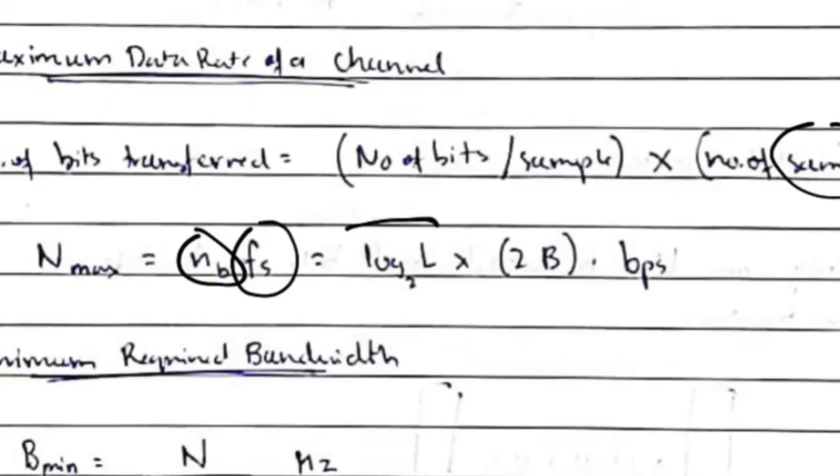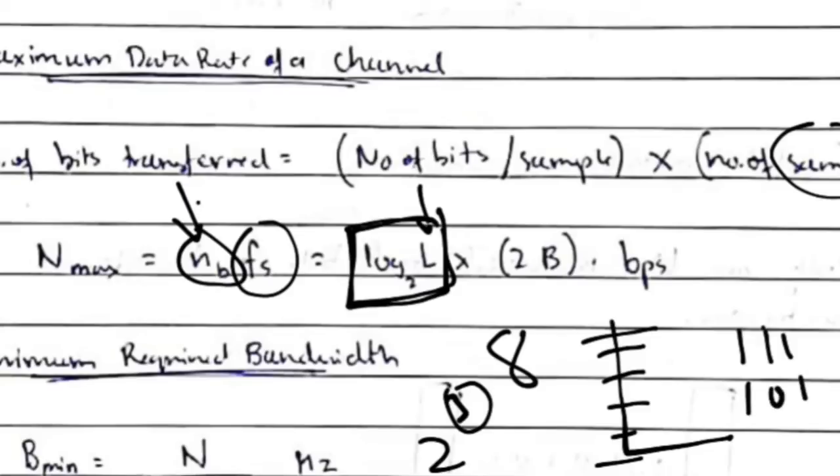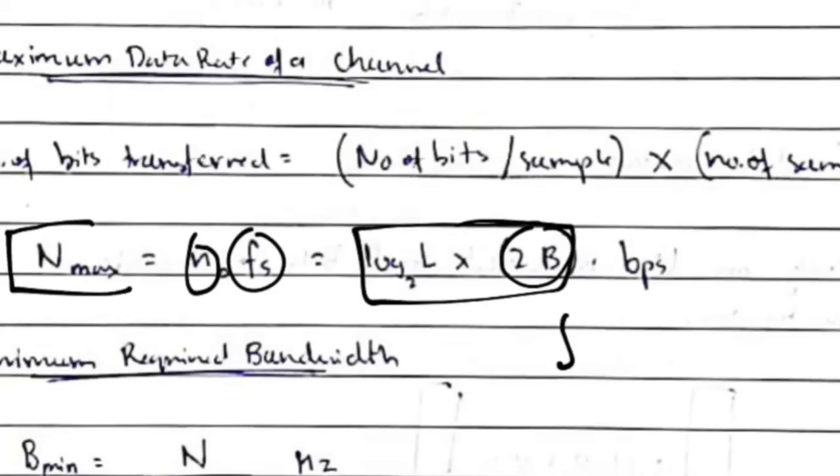So what is log base 2 of L? Here, L is the number of levels. In the previous example I considered 8 levels for the quantization process. 8 levels means 2 cube, so by using log 8 base 2, we get the value 3. That's the number of bits getting transferred. In that case we had 111, 101, like that, 3 bits. So by using the formula log L base 2, we can find the number of bits, and into Fs. Fs is the sampling rate, which is 2 times the bandwidth. By using this formula, we can find the total number of bits transmitted.